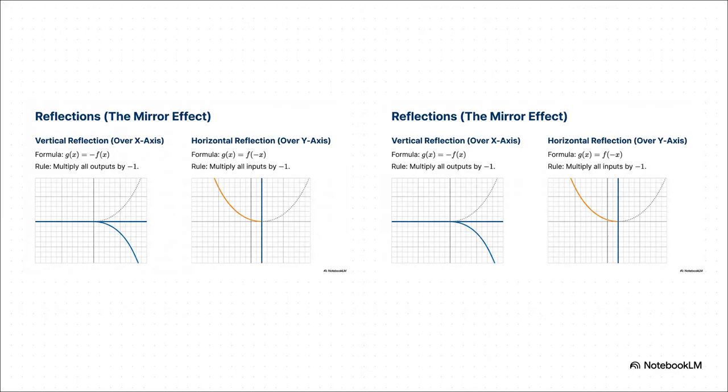Reflections are all about one simple thing. Where do you put the negative sign? If you stick it on the outside of the whole function, like negative f of x, you're making all the y values negative, and that flips the graph vertically, right over the x-axis. But if you put that negative inside with the x, like f of negative x, you're messing with the inputs, and that flips it horizontally over the y-axis.